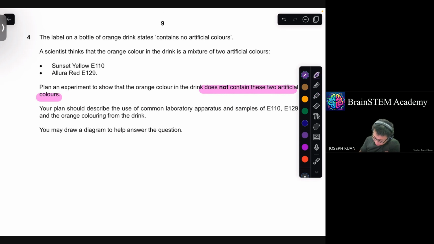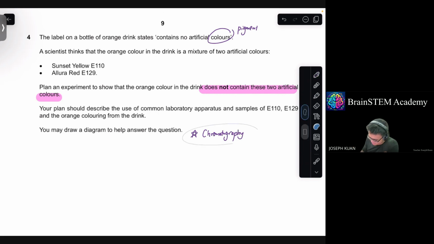Well, as you can see, this question heavily talks about pigments and colors. What's the first thing that comes to mind? Chromatography. Right, the first thing that comes to mind is chromatography. In fact, chromatography gives you the first mark. So let's plan our chromatography.